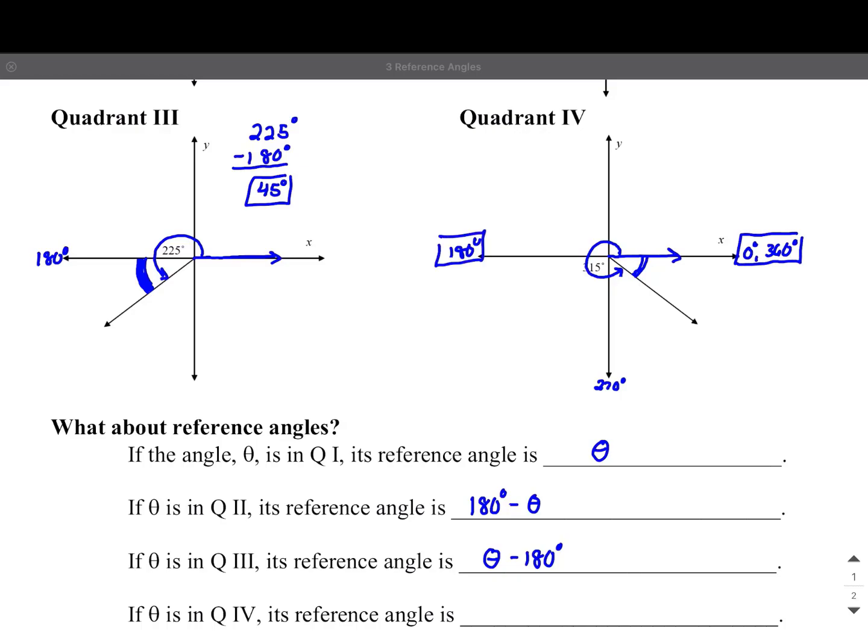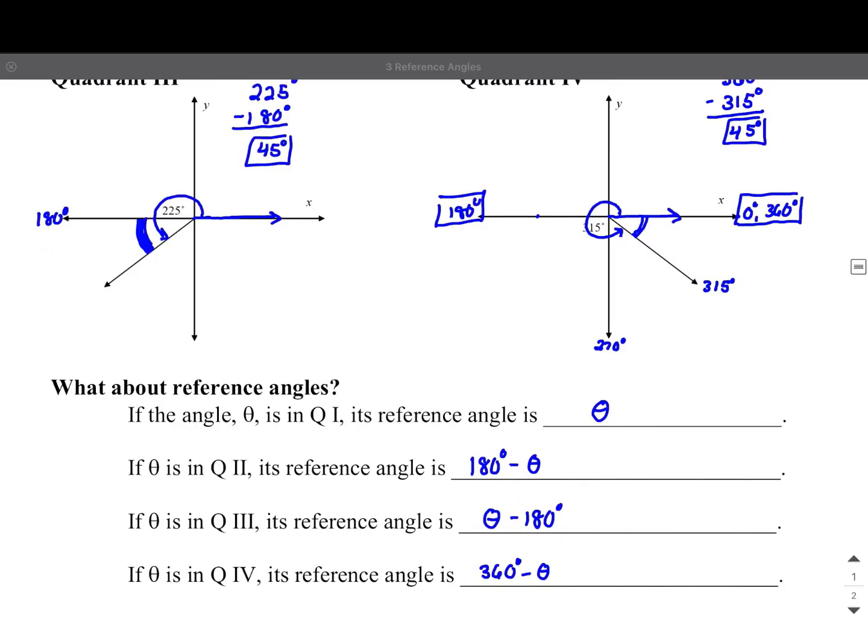If you're in the first quadrant at 0 degrees, second or third quadrant, you're going to use the 180, and the fourth quadrant, you're going to use 360. So if we rotate it around 315 degrees, how much further do we have to go to get to 360 degrees? We take 360 and subtract 315, and again, we have a reference angle of 45 degrees. So in the fourth quadrant, we take 360 degrees and we subtract theta. So basically, these are the rules for how we find reference angles, and we did this in degrees.